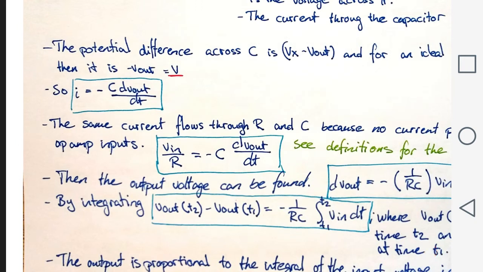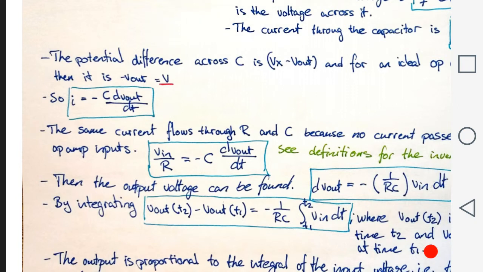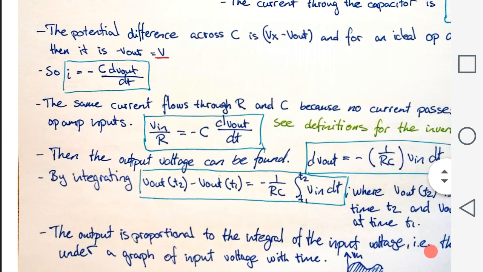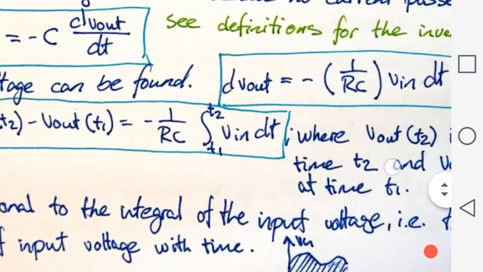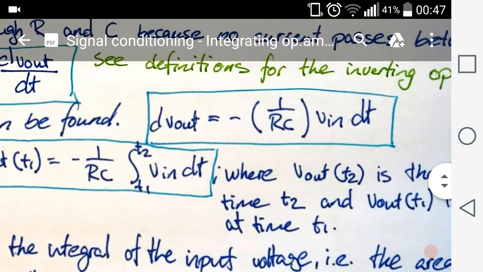And in this equation you also have the output voltage, and then we can find it by rearranging the equation so that it ends up looking like this, where we have the derivative of the output voltage is equal to minus the ratio of 1 over R times C times the input voltage and the derivative of time.